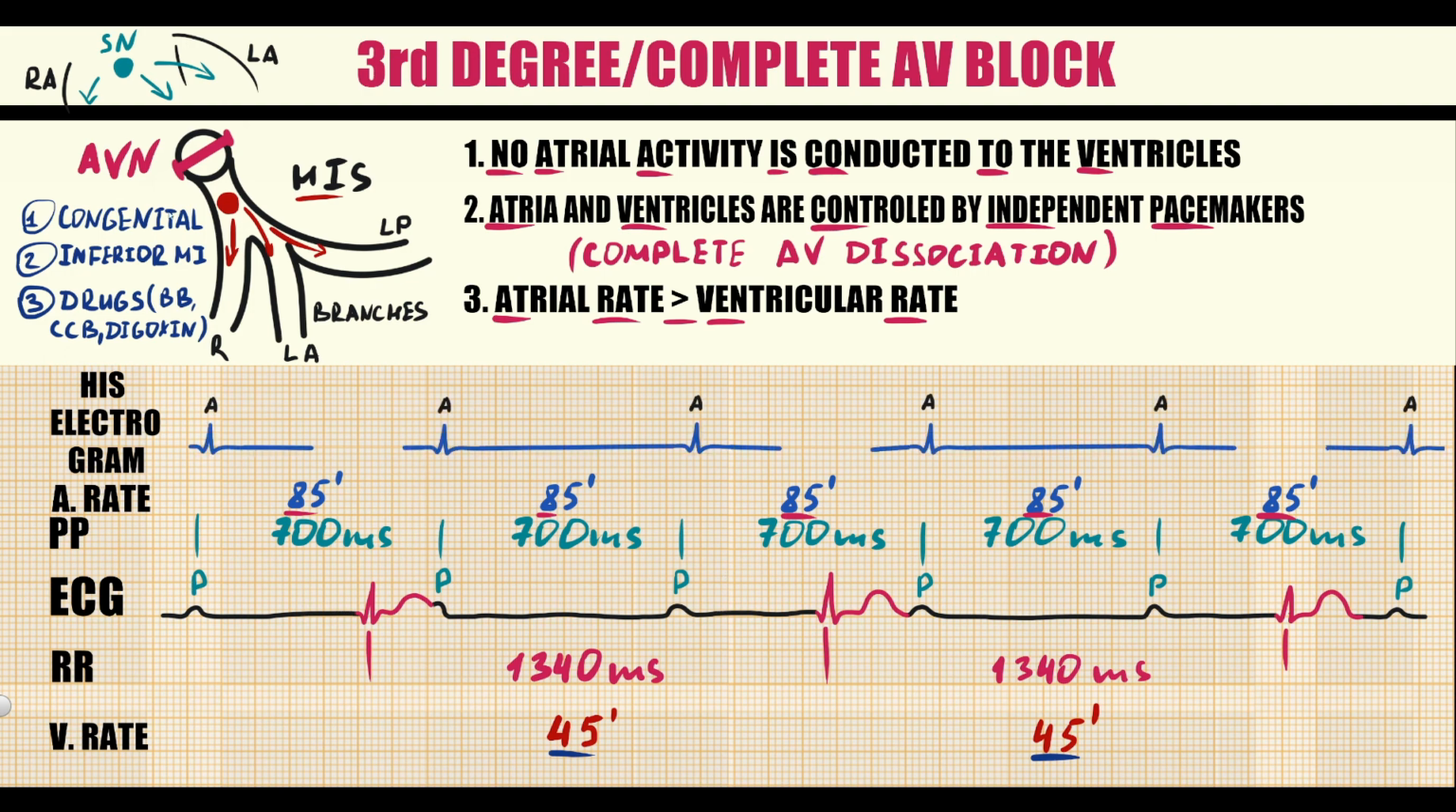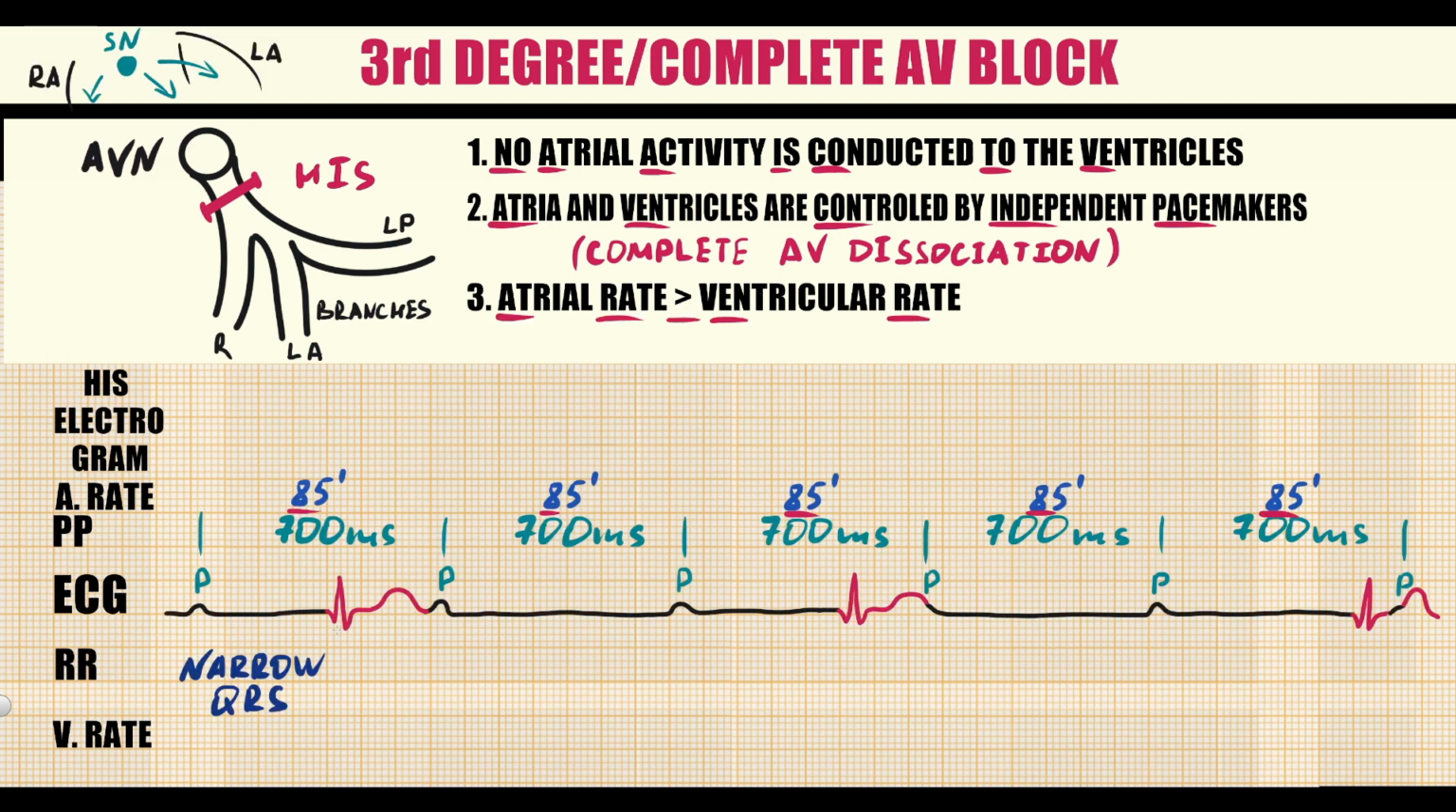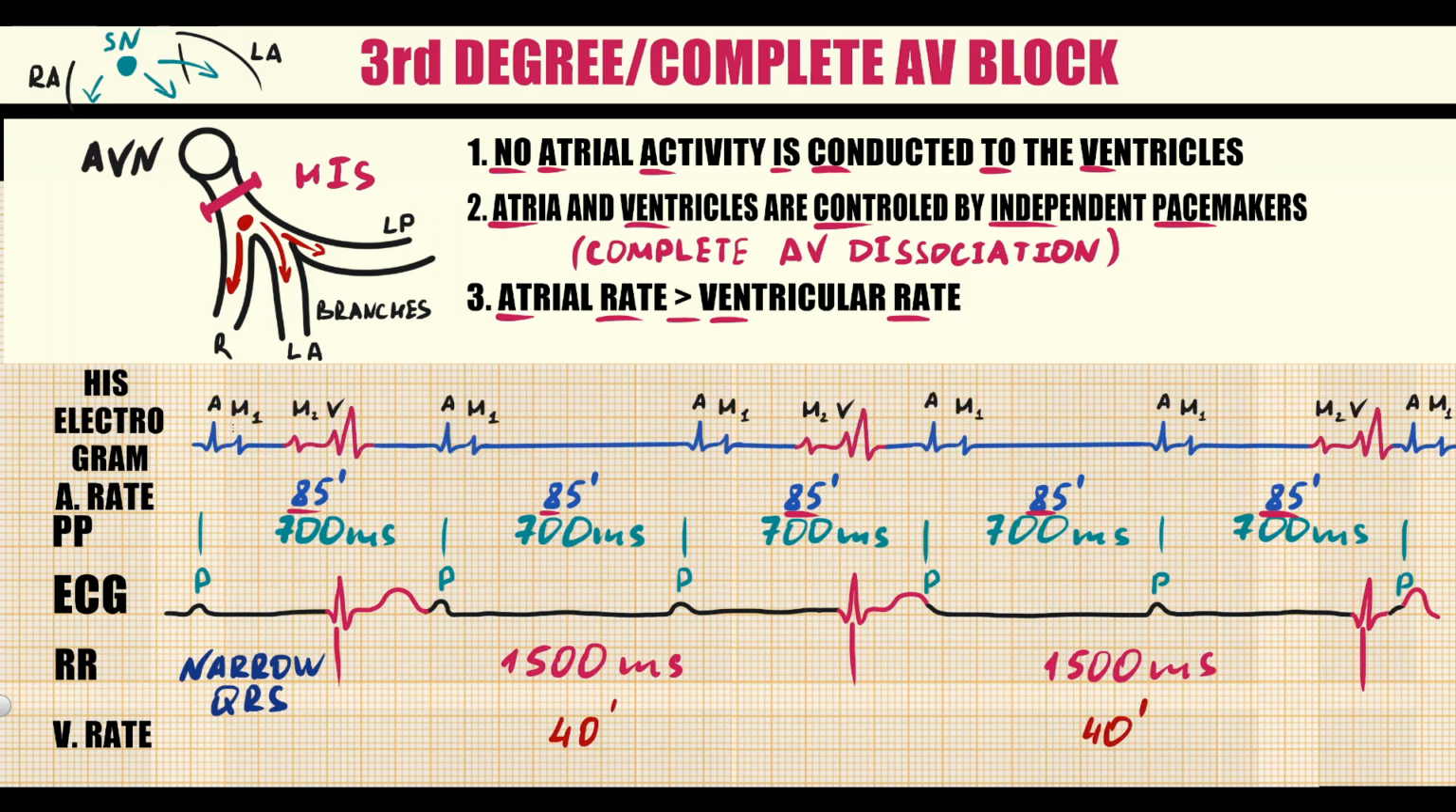On His bundle electrogram, we see that the A spike is not followed by His deflection, but each ventricular spike is preceded by His deflection. QRS complex in case of His bundle pacing is narrow. When the block occurs at the level of His bundle, the ventricle can be stimulated from the lower part of His bundle before the trifurcation of branches. In this case, we also see the narrow QRS, but ventricular rate is lower. On electrogram, we see an A spike that is connected to H1 spike, and every V spike is connected to H2 spike, that indicates H spike splitting in case of His bundle level of AV block.